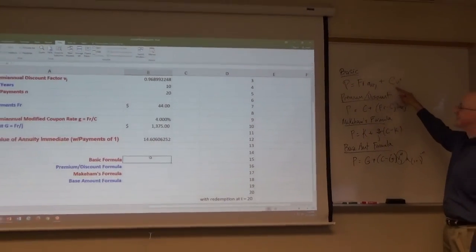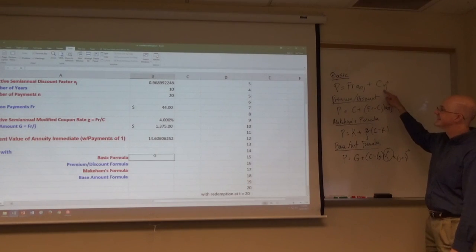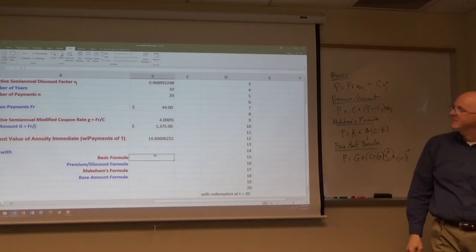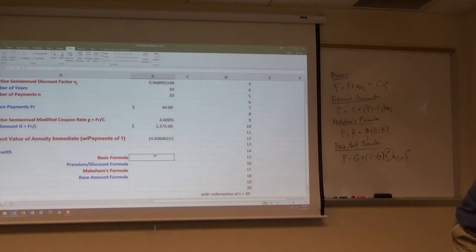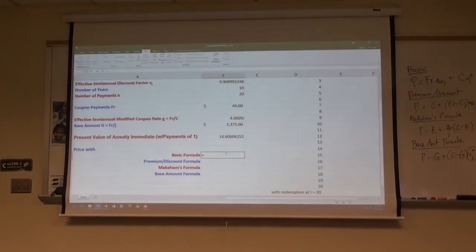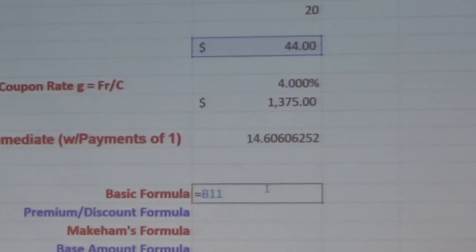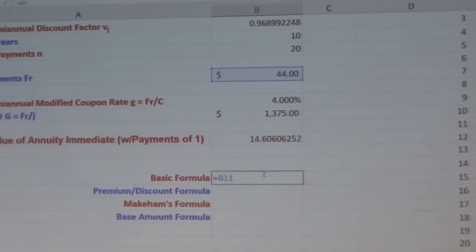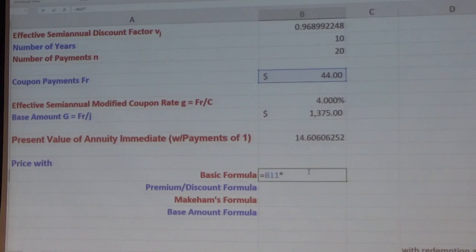F R plus C times V to the N. Maybe I should have a spot for V to the N here. Let's go ahead and use it here. So I'm typing it now on the spreadsheet. F times R is in cell B11. You can see it got highlighted. Times A N, which is in cell B16.